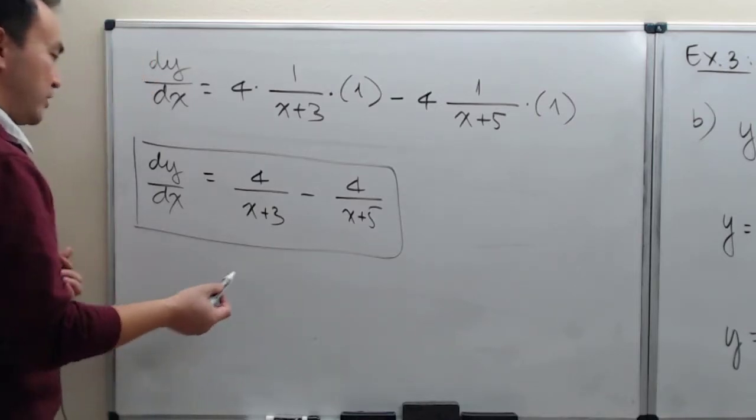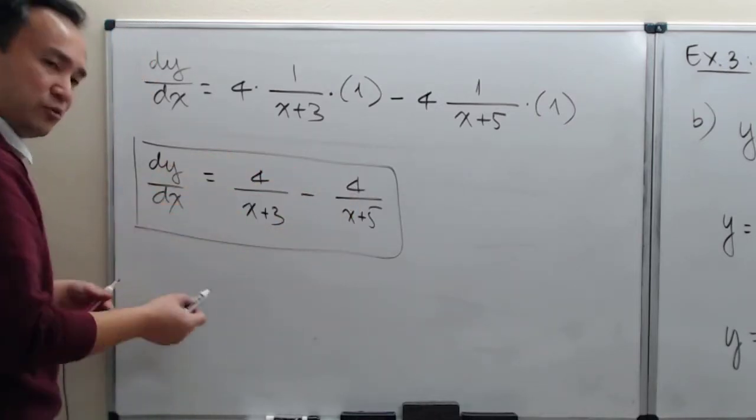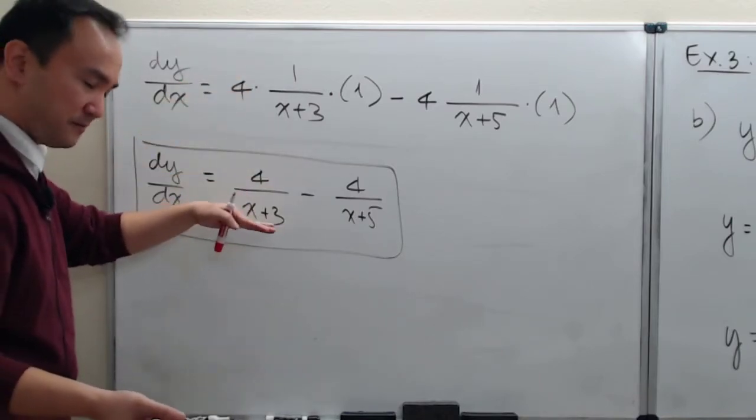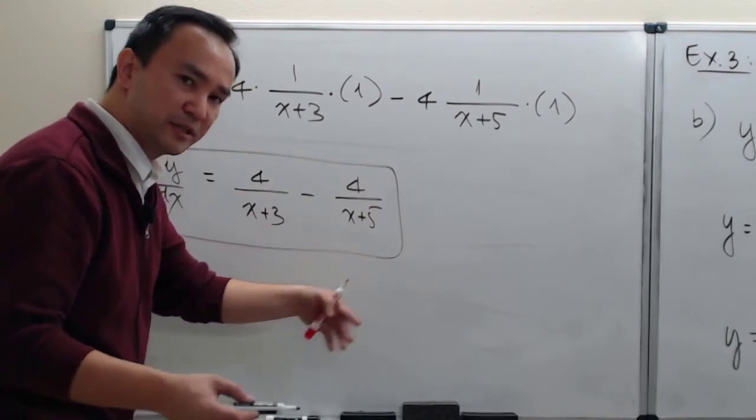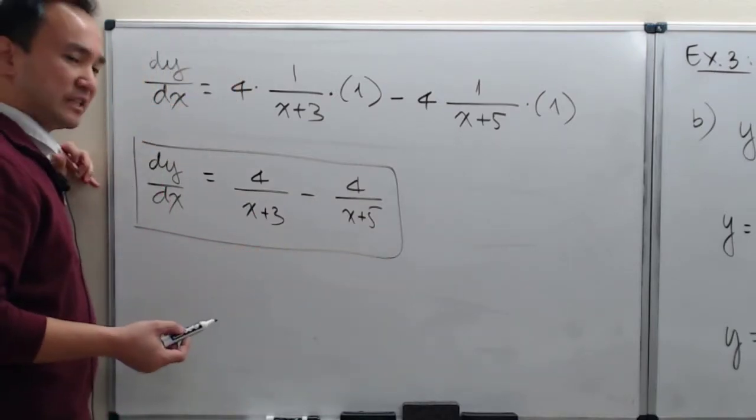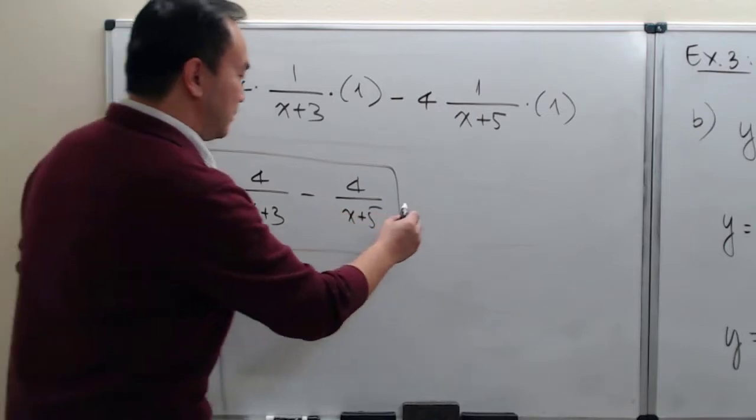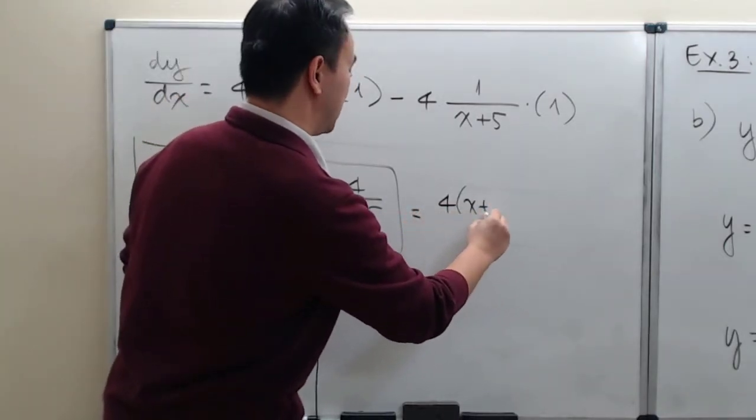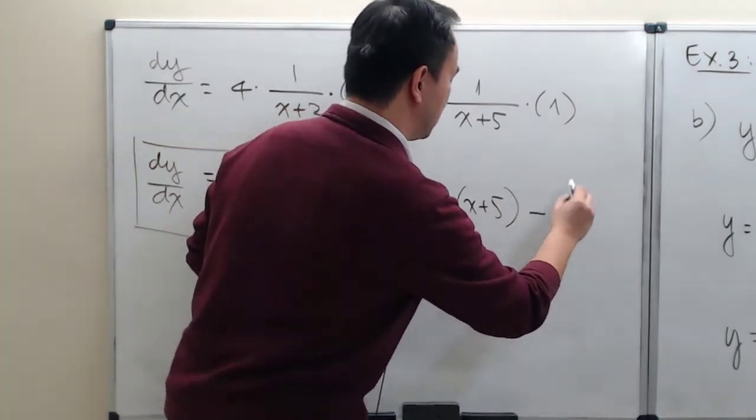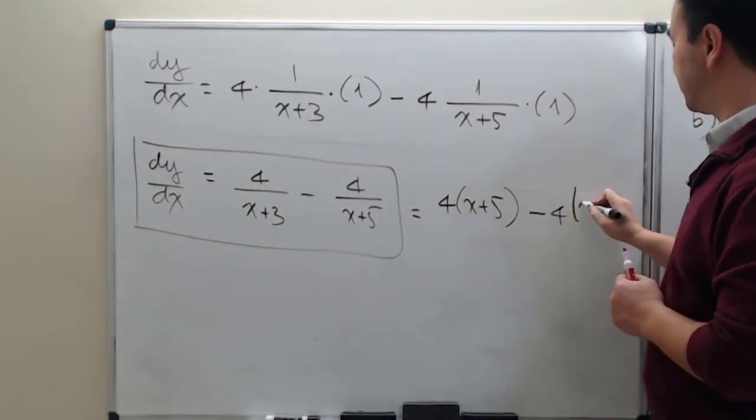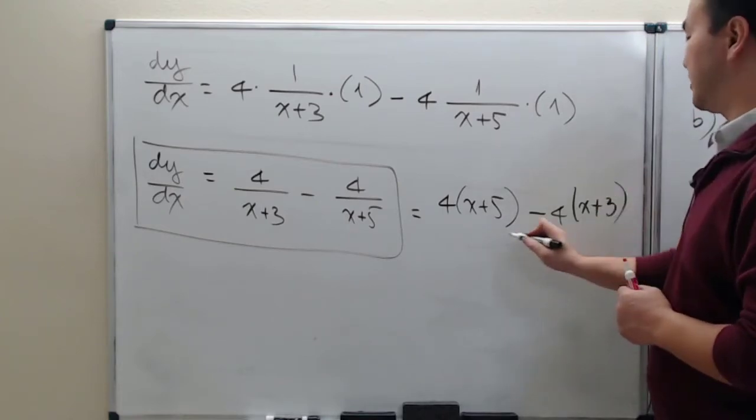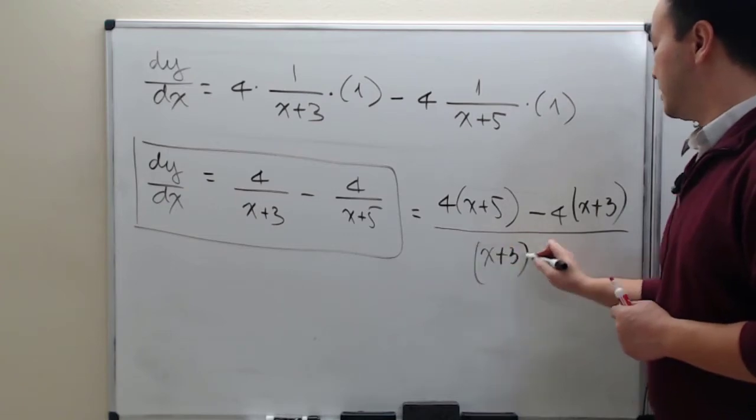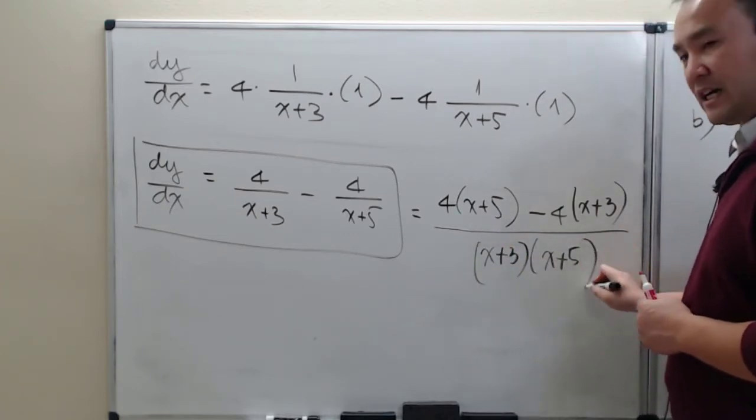So in case you are asked to combine all this into one fraction, then we take a little further algebra. But notice this is already the derivative. The rest is just how we use the algebra to turn your derivative into a different expression. So we can make a common denominator. Here I'm looking at 4 times x plus 5 for the first term, minus 4 times x plus 3 for the other term, all over the common denominator, x plus 3 times x plus 5.